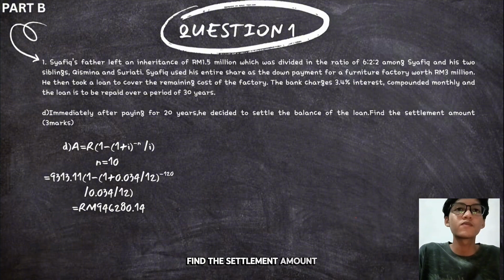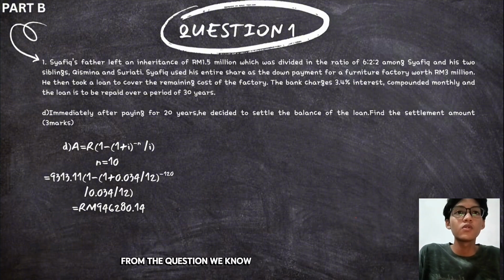Find the settlement amount. From the question, we know that he paid for 20 years and the balance of the period of time is 10 years. So N equals 10. To solve this question, we can use the formula A equals R, open bracket 1 minus (1 plus i) to the negative power n, close bracket, over i. So we fill up the formula and we get the answer is 946,280.40.